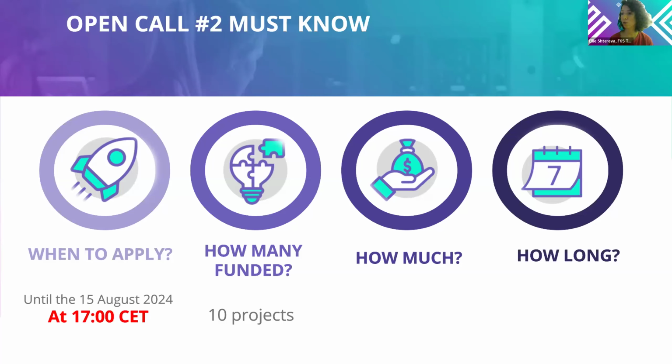How many projects we're going to be funding? 10 projects. Each project is going to receive 100,000 euros per proposal, regardless whether it's going to be submitted by one applicant or whether it's going to be a consortia of two applicants. The funding is fixed and it's up to 100,000 euros. How long? For the projects that are going to be participating and are going to be accepted in our funding program, you're going to be collaborating with us for a total duration of 9 months.